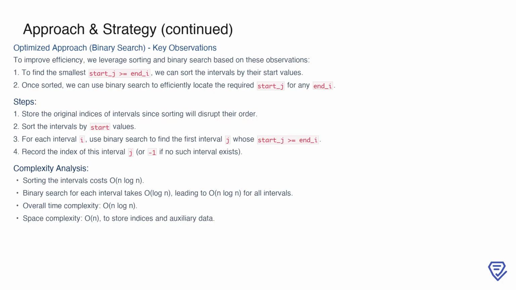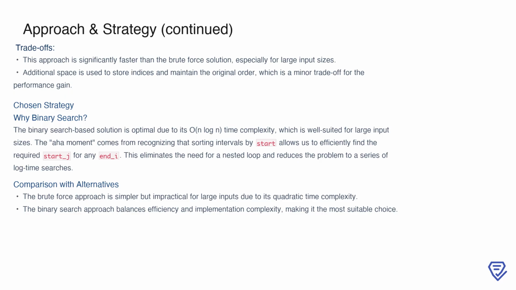Space complexity is O(n), as we need to store the original indices and some auxiliary data. This optimized binary search approach offers significant advantages over the brute force method. The most notable benefit is its ability to handle large input sizes efficiently, thanks to the O(n log n) time complexity. While there is a minor trade-off in terms of space usage due to the need for storing indices and maintaining the original order, this is a reasonable compromise for the substantial performance gain.